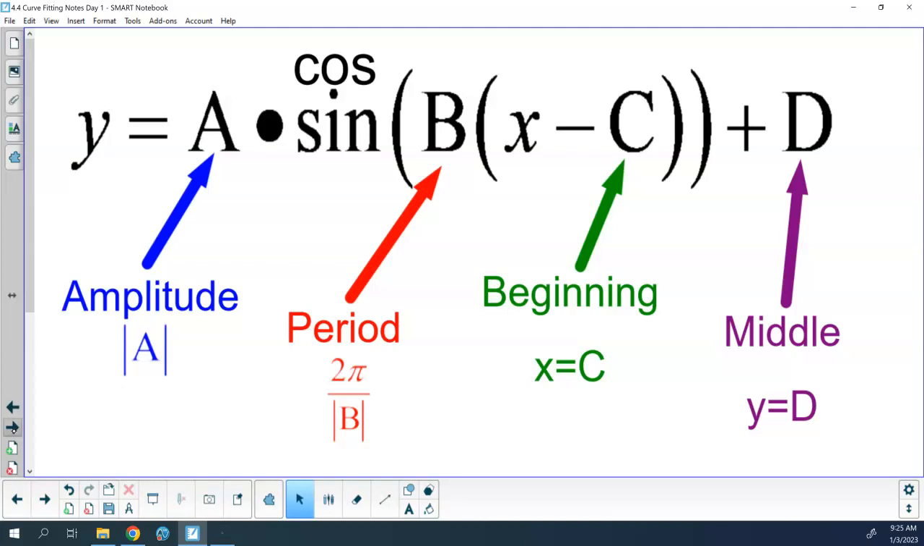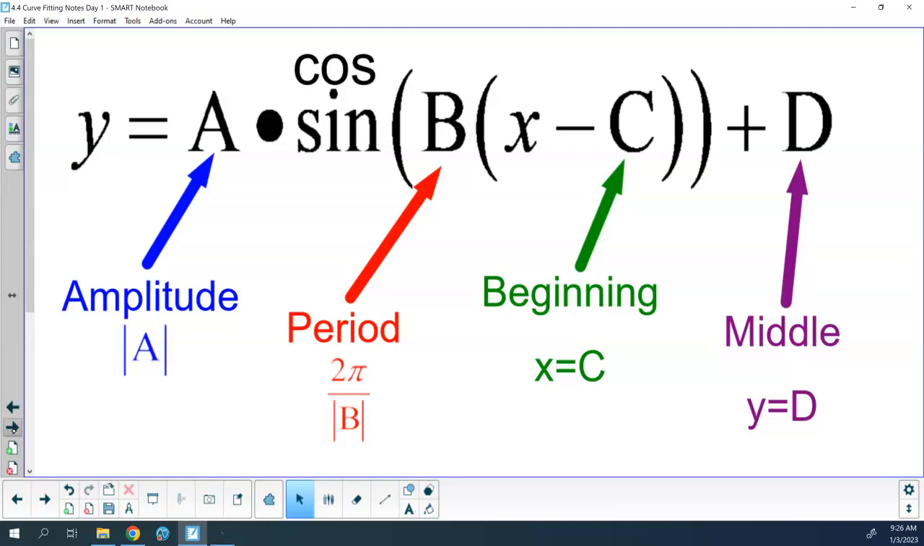Then we added in a C value, and our C value tells us where the start of that first lap wave is. We think oppositely on that one, because it's inside a set of parentheses, and anything inside a set of parentheses in math, we think oppositely. So looking at C, thinking oppositely, it starts at x equals C.